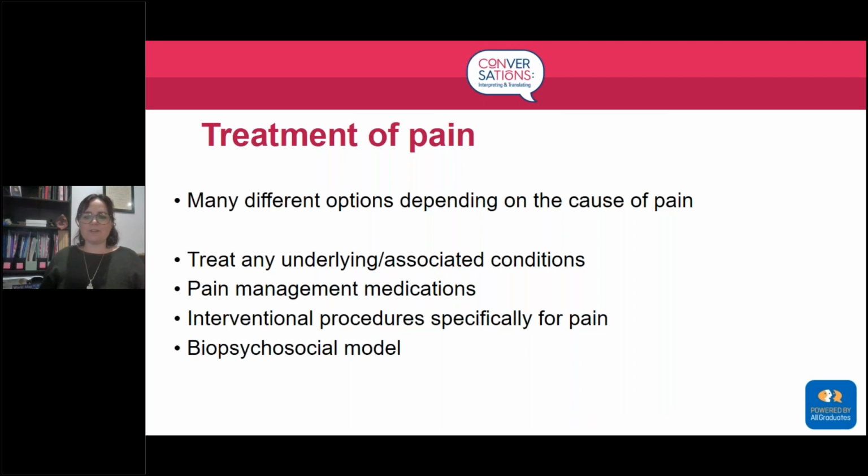So we're just going to finish up with a little bit about treatment of pain. Now, there's so many different options for this. Number one, if there's an underlying or associated condition that's just sending all of these signals up to the brain, making it sense danger and then making you feel pain, let's treat that. That's a good starting point. We can have our pain management medications. We have some interventional procedures, which we'll touch on, and then we're going to recap the biopsychosocial model, which we have mentioned in, I think, the first webinar.